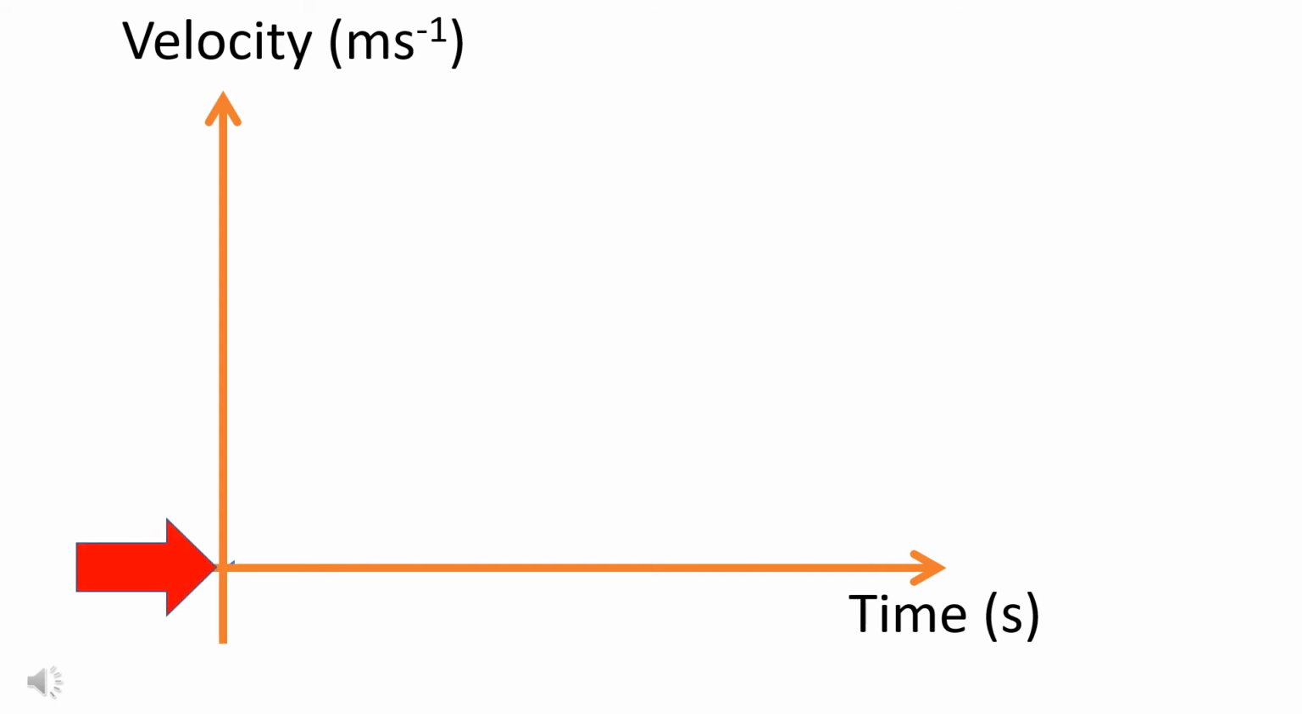When the object is released, the velocity of the object increases uniformly. The gradient of the graph is equal to the acceleration of the object. The acceleration is known as gravitational acceleration.